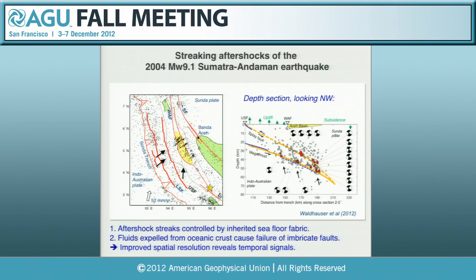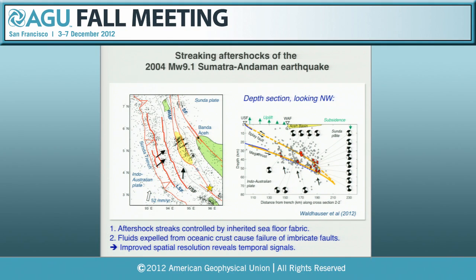We also see on other cross sections what we infer as a mass displacement that surfaces near an active thrust fault mapped after the main shock. And when we look at the temporal signal, we can see that the earthquakes are periodically rising from the plate interface. So our interpretation of this is that these aftershock streaks are controlled by inherited seafloor fabric.